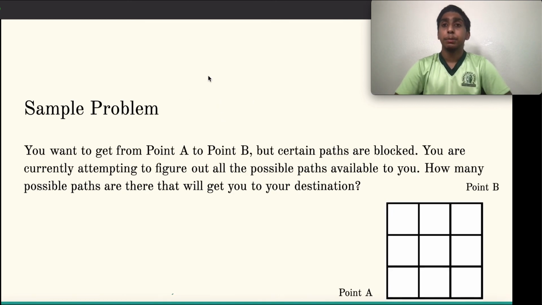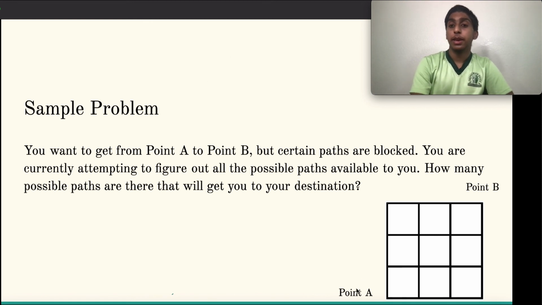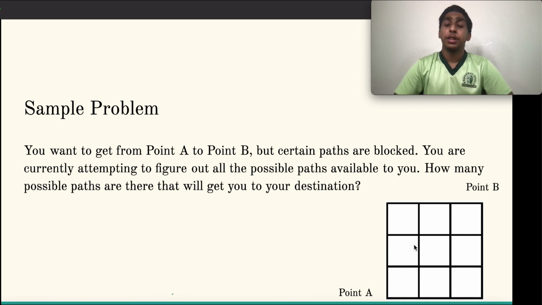Alright, here's a sample problem, so let me read it real quick. You want to get from point A to point B, but certain paths are blocked. You are currently attempting to figure out all the possible paths available to you. How many possible paths are there to get you to your destination? I've given you a grid at the bottom. You can see point A, point B, and your 3x3 grid. So try to use a formula that we learned in this how many ways to walk, apply it, and go ahead and do it. Pause the video and play it again when you're ready to start.